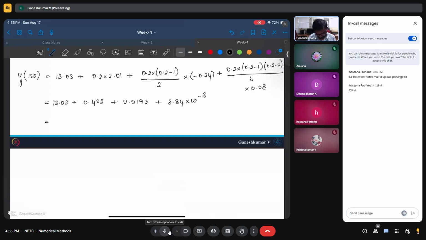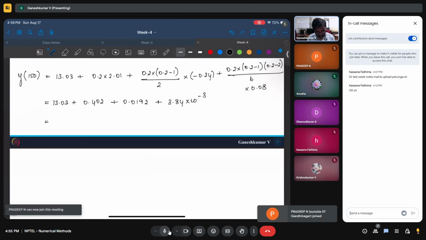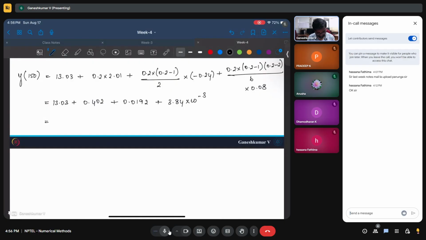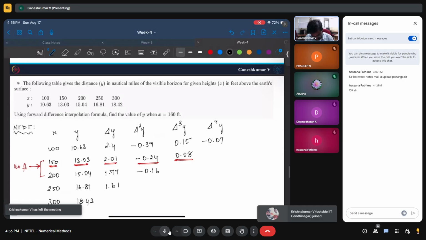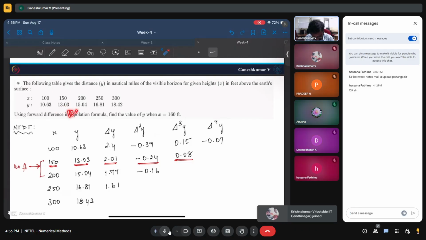If you just add them up, 13.03 plus 0.402 plus 0.0192 plus 0.0038, this comes out to be something like 13.45. Okay, so 13.45 nautical miles is what you see at 160 feet. So from 13 it goes to 13.45 at 160 feet, and it goes to 15 at 200 feet.